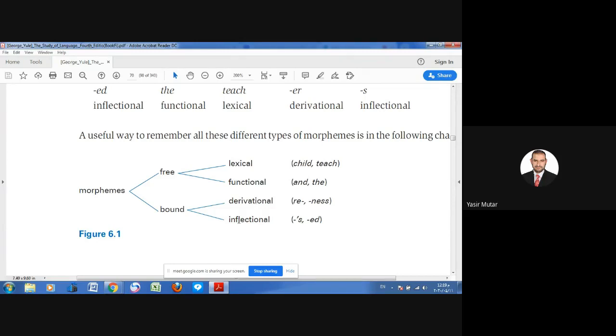What about inflectional morphemes? There is no change in the grammatical category. There is a change in the grammatical function. We have a limited number of inflectional bound morphemes in the English language. They are just 8. Two are attached to nouns, 4 are attached to verbs, and 2 are attached to adjectives.